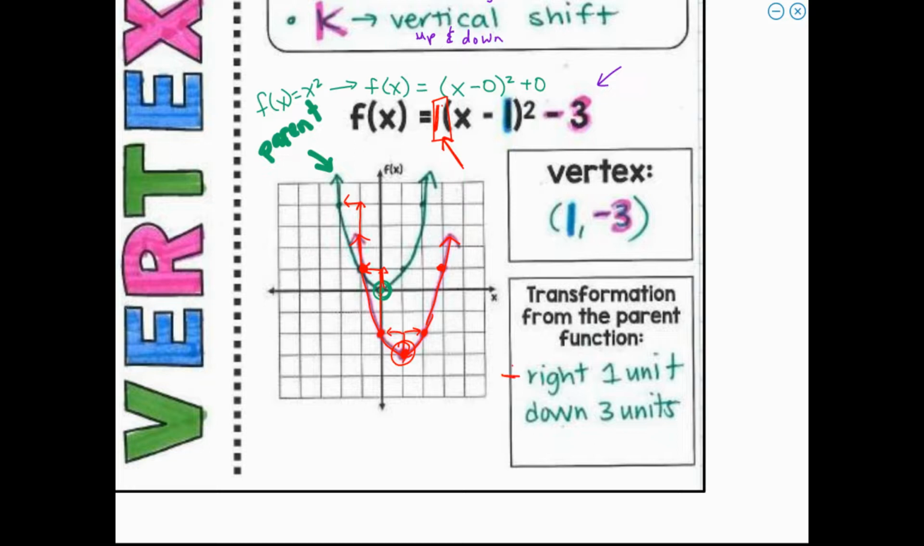So the transformation that happened is what I wrote down here. The transformation is talking about how it changed from the parent function to the new one that was graphed. So my vertex went from 0, 0 to 1, negative 3. So it went right 1 unit, and it went down 3 units. That's the only change that occurred to it, it just slid down the graph some and over a little bit.